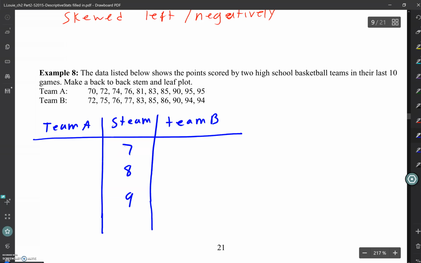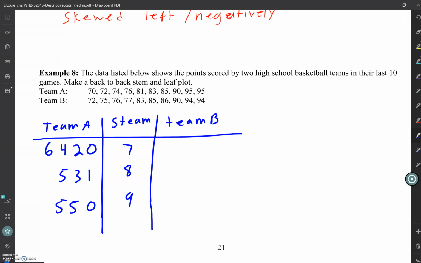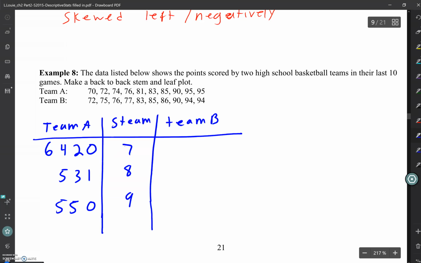So for team A, we have a 70, so we need a 0, then we need a 2, a 4, and a 6. Then we need a 1, a 3, and a 5. And we need 0, 5, and 5. Now we'll do the same thing on the other side, but going the opposite direction. So we've got a 2, 5, 6, and 7. 3, 5, and 6. 0, 4, and 4.